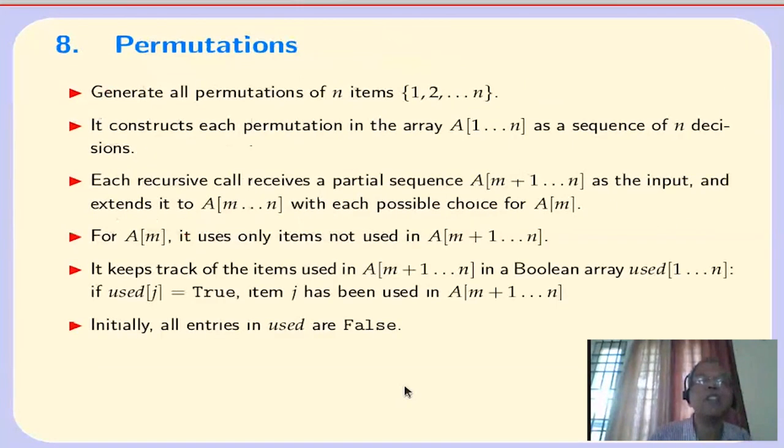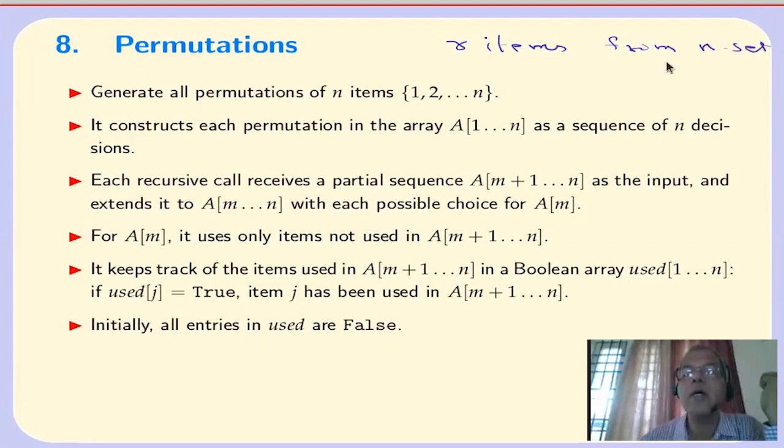I skipped this slide and come to one last problem. We want to generate all permutations of n items, 1 to n. This problem could also be changed to all permutations of r items taken from an n set, that is 1, 2, and so on to n. You have to take permutations of r items, not subsets. But to start with a simple problem, there are n items. We want to consider all possible permutations.